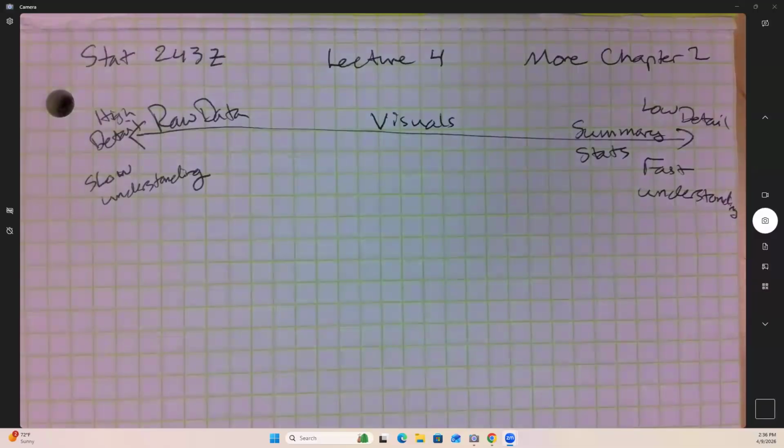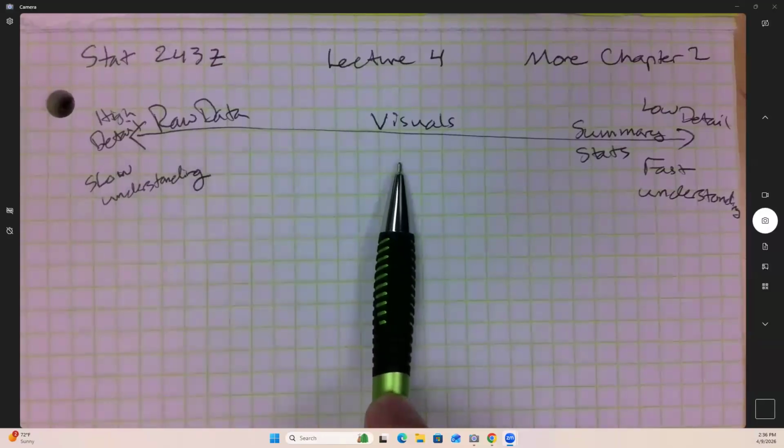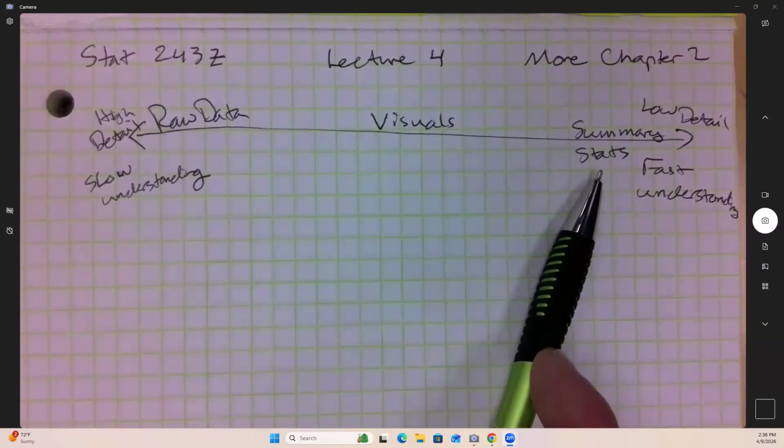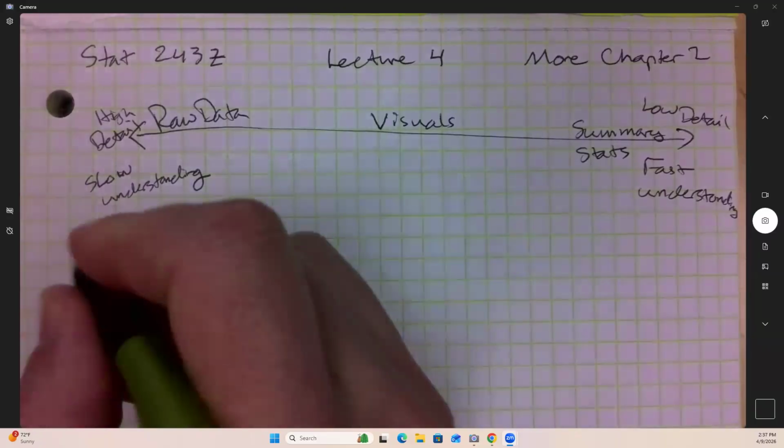Now with categorical data, qualitative data, after looking at some raw data, we made two kinds of visuals. We made frequency tables and bar graphs, or bar plots, or bar charts. And then we looked at basically the two summary stats that we would care about, which is a proportion if it's binary data, and a mode if it's got a bunch of different categories. Today we're going to talk about quantitative or numerical data.